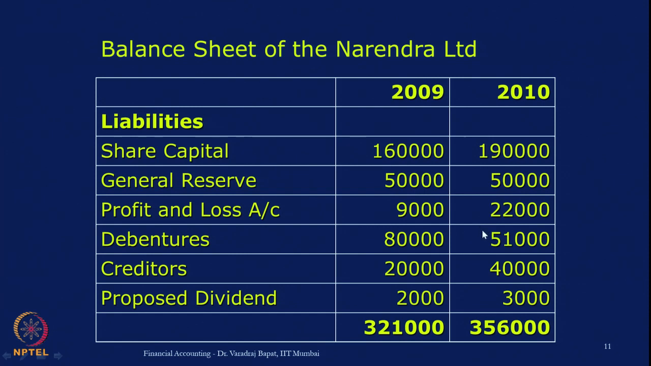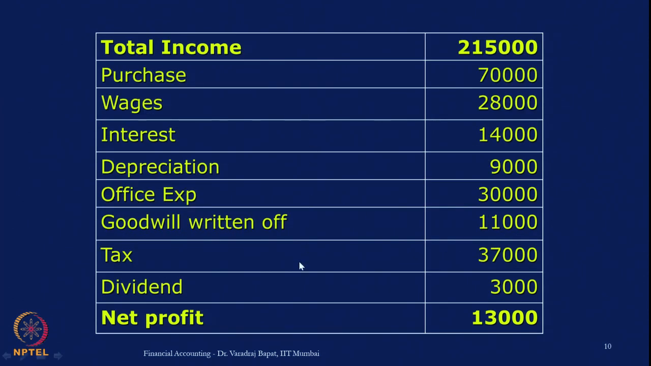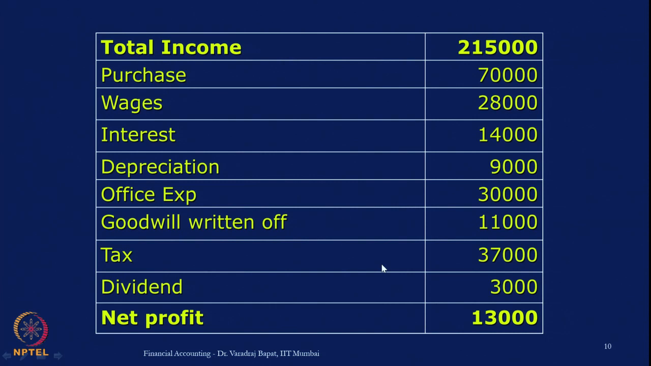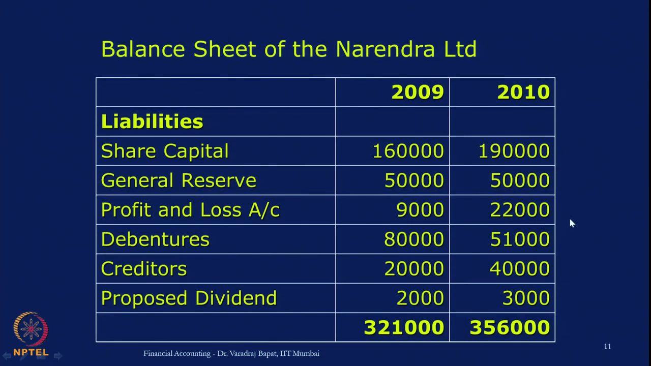So, what type of item is it? This increase is because of the profit generated. So, it is an O type of item. Right now, just mark it as O. When we solve our operating flows, we will take it into account, but right now let us mark it as O.